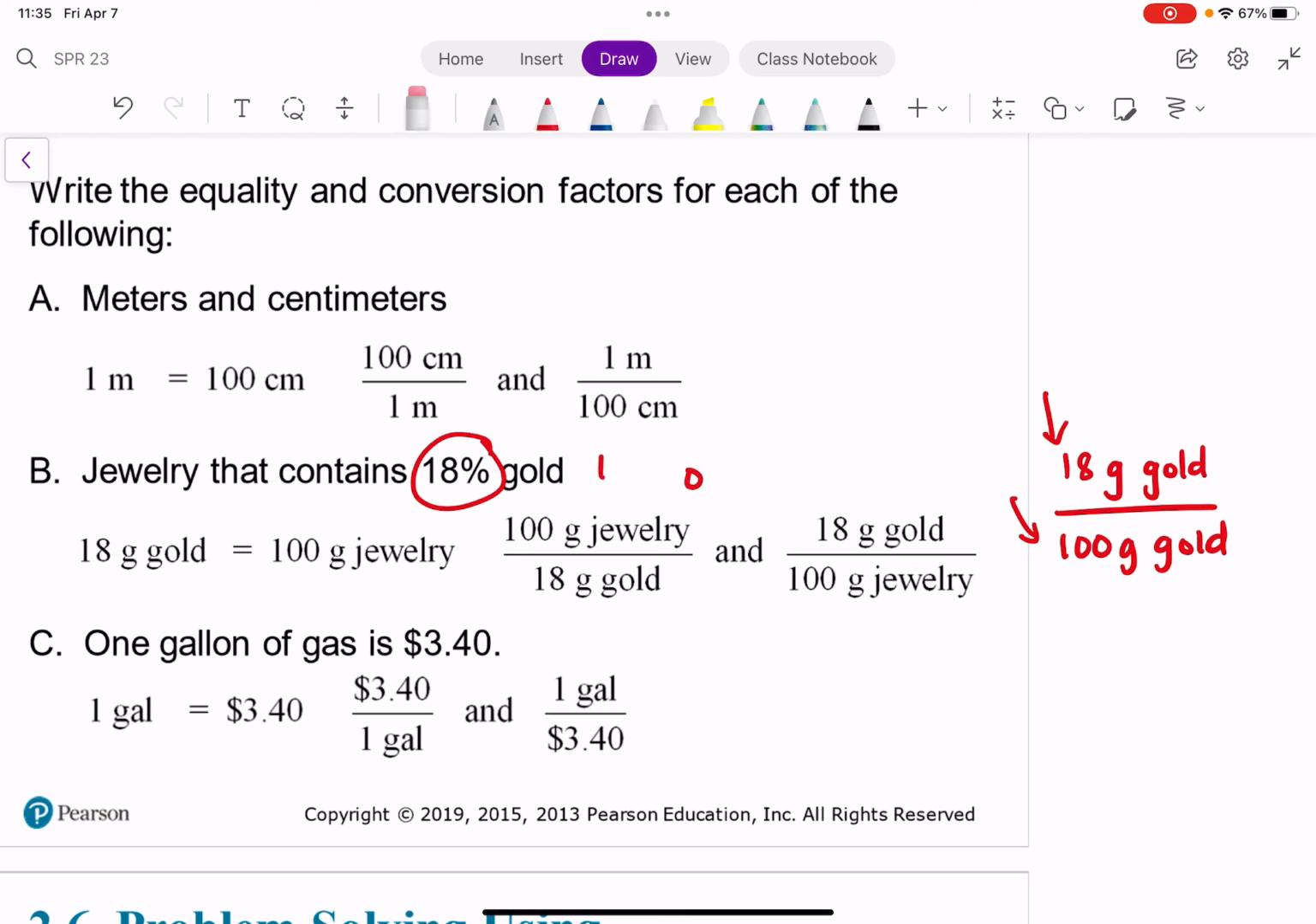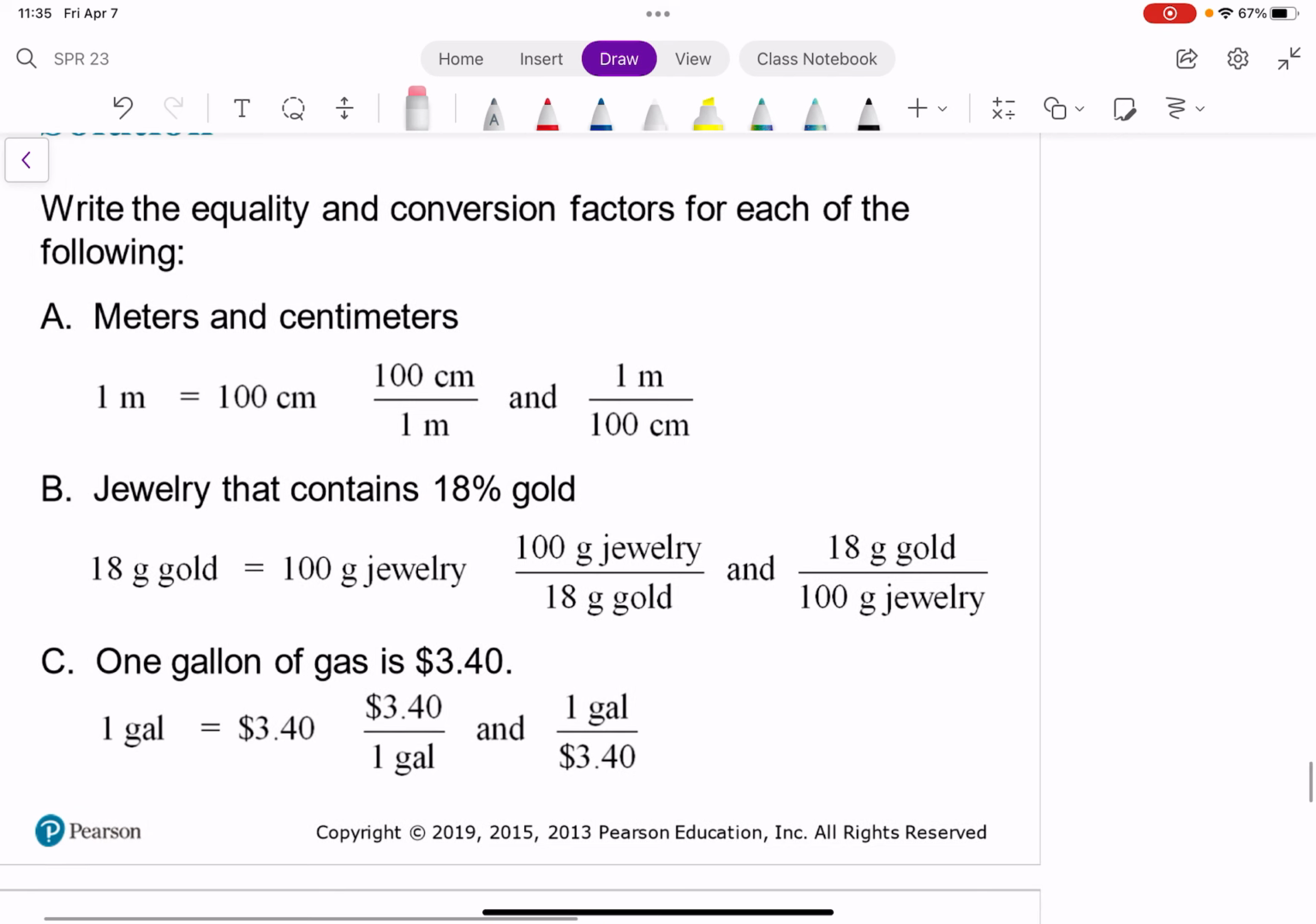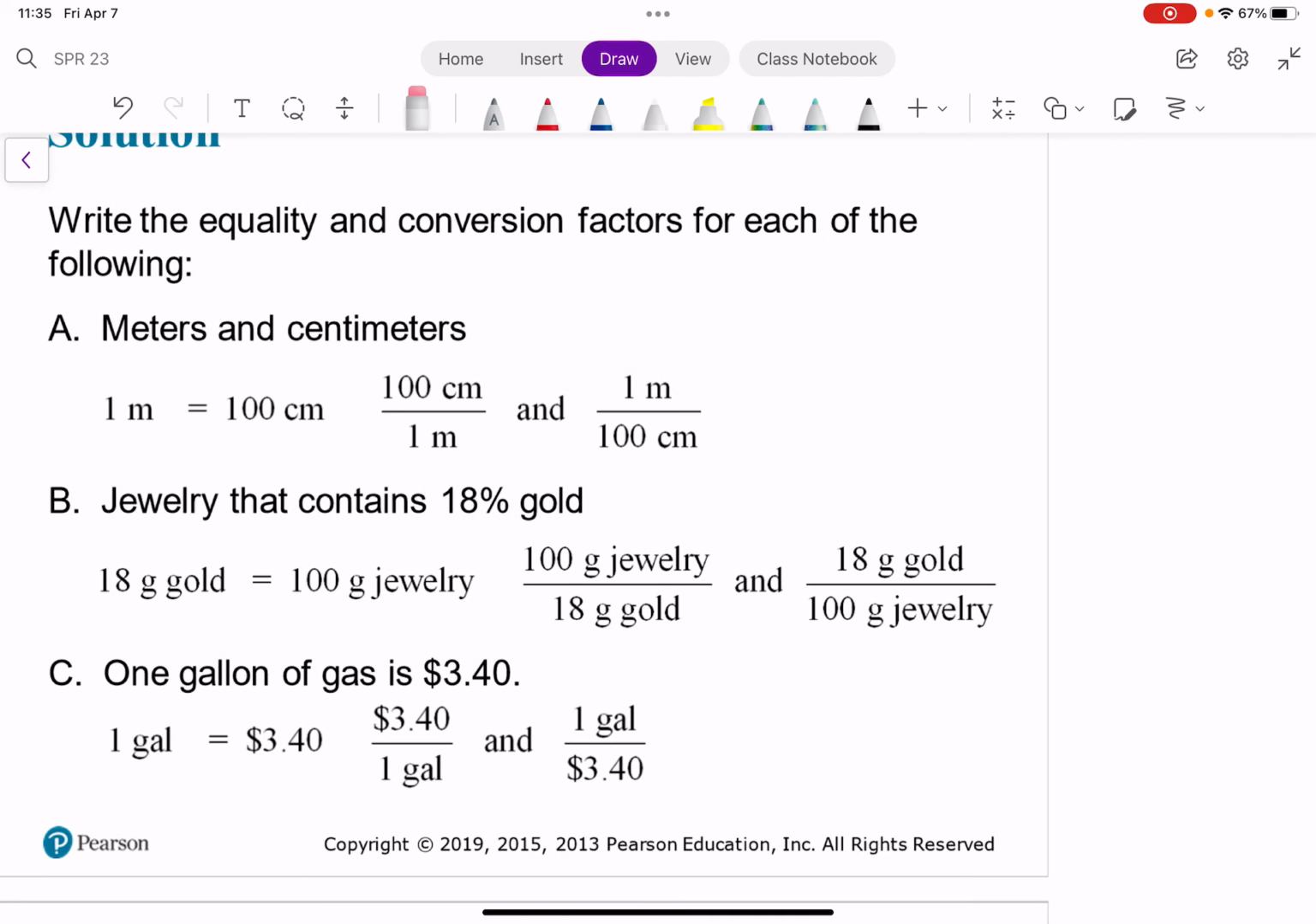Okay? So that's how they came up with these numbers here. And we'll go over that more in the future, but just so you start thinking about percentages as, hey, those are just fractions, right? Percentages are fractions. So out of every 100 grams of jewelry, 18 grams of it is gold. Okay, so in my jewelry.